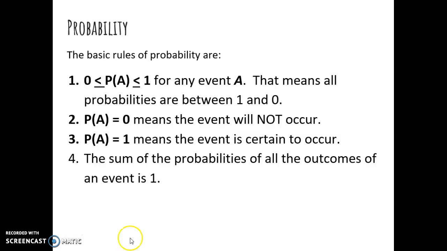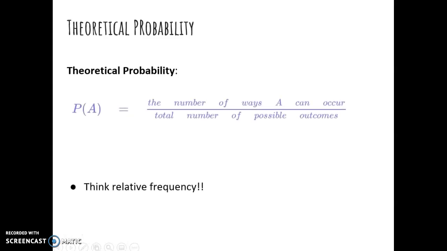So, going back, probability has to be between 0 and 1. A probability of 0 means the event won't occur. A probability of 1 means that it definitely will occur. And if we listed all the outcomes, all of those probabilities would add up to be 1. So let's talk about theoretical probability. Theoretical probability is the probability in a perfect world. If the world were perfect, how likely is this event to happen?